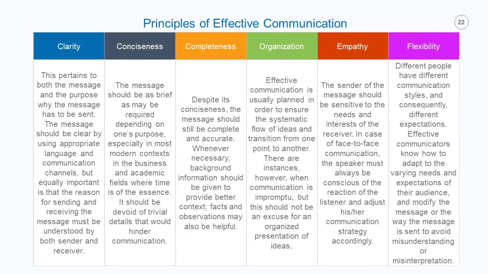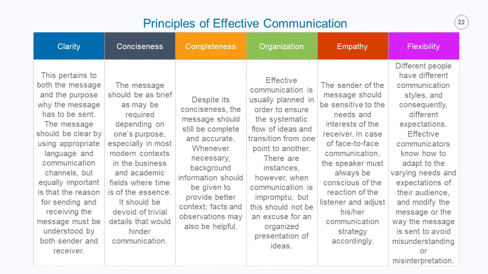Effective communication requires a certain level of connection between and among people, allowing a series of exchanges of thoughts and emotions, eventually leading to mutual understanding. In order for that to happen, the following principles must be observed.